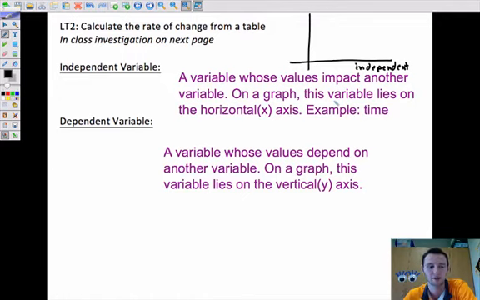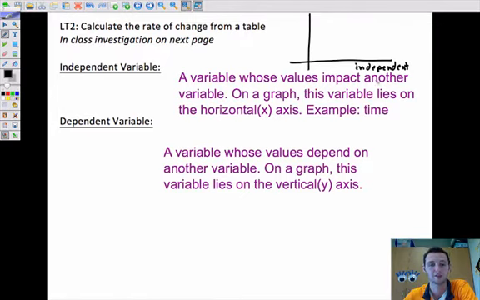Time is, unless you're talking about it in a very specific sense, almost always an independent variable. And the reason for that is it's not impacted really by anything else. Time is still going to go on. The seconds are still going to tick by if we're talking about a race, or a road trip or something. Time is still going to keep moving forward, and it's not impacted at all by any other variable around it. No other variable around it can have any sort of effect on time. So that's a pretty typical independent variable.